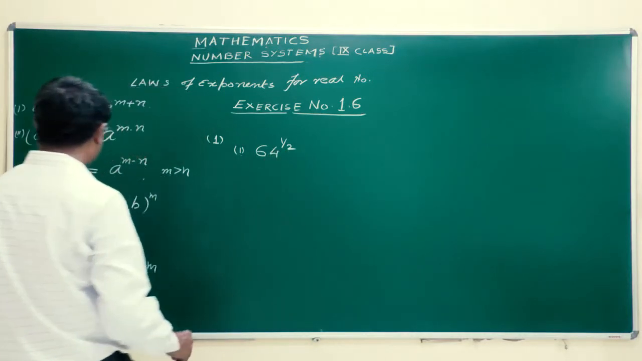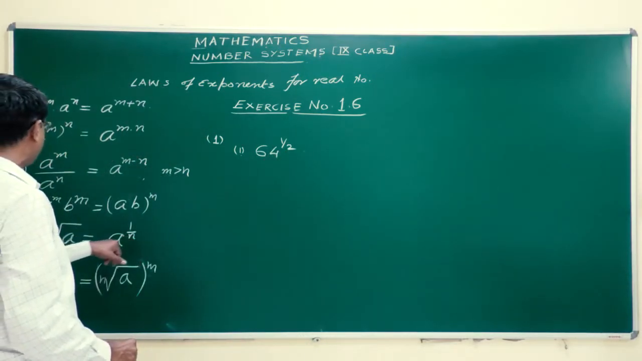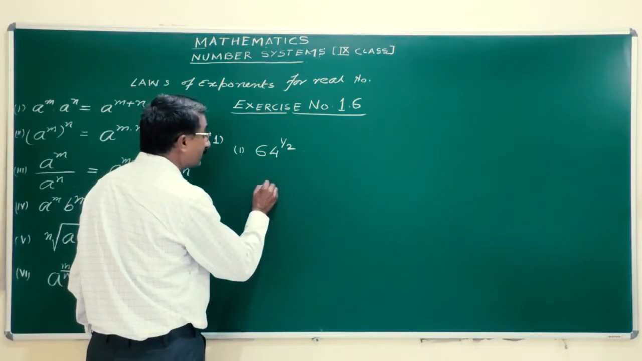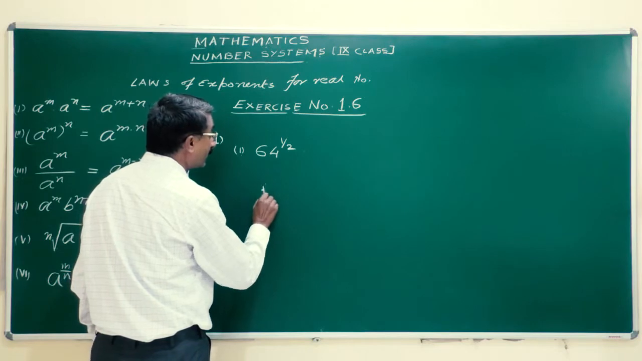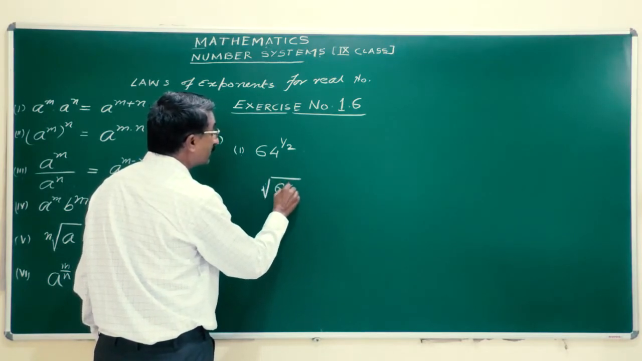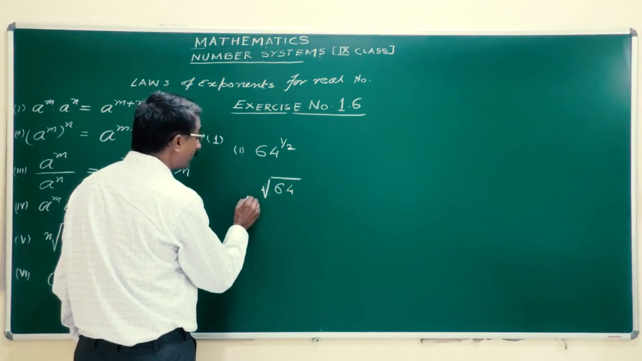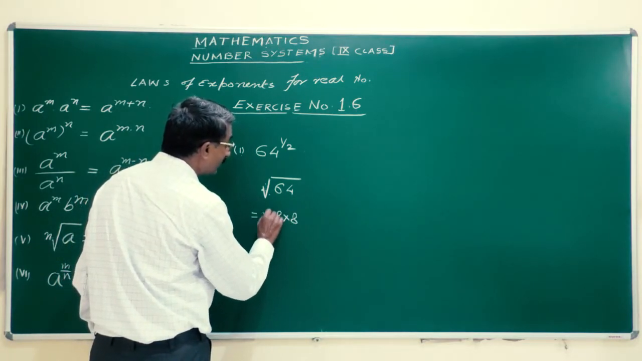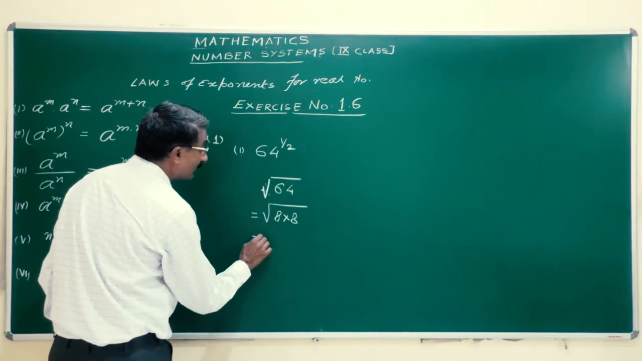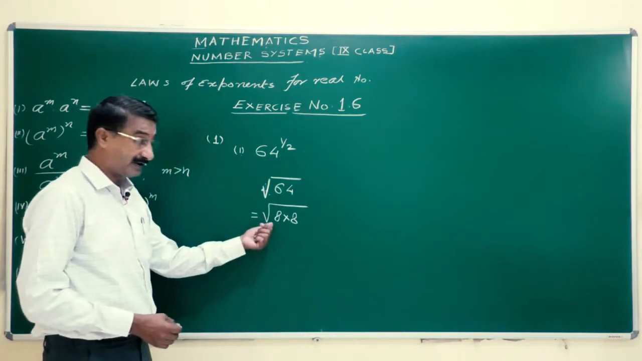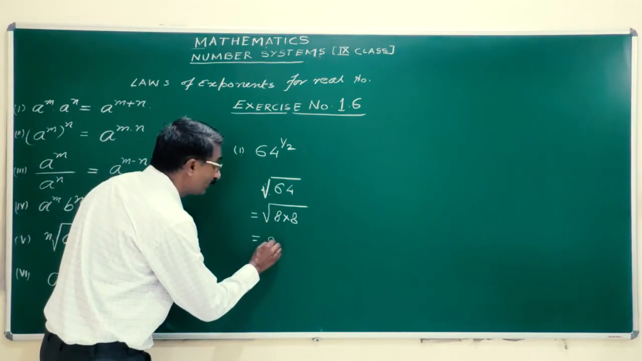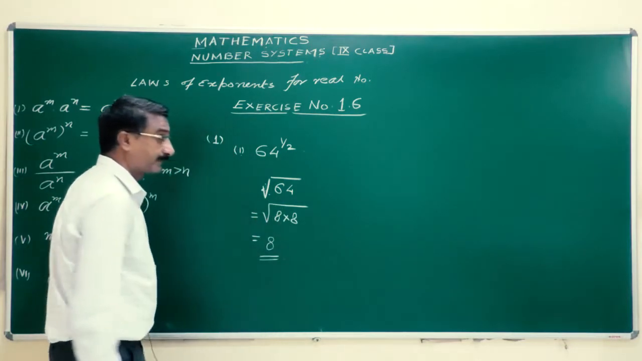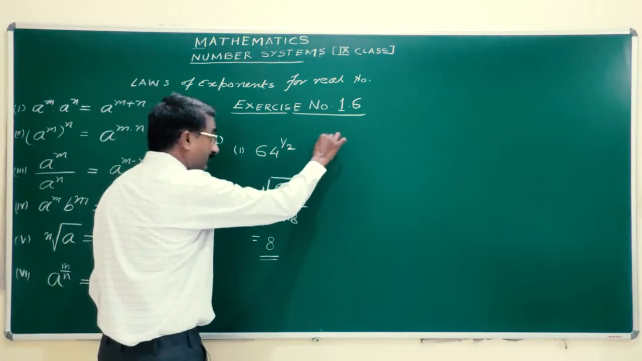What is the meaning? A raised to the power 1 upon n is equal to the nth root of a. So we can write under root 64. Under root 64 means under root 8 into 8. So this will be equal to 8. So the answer is 8. Clear?